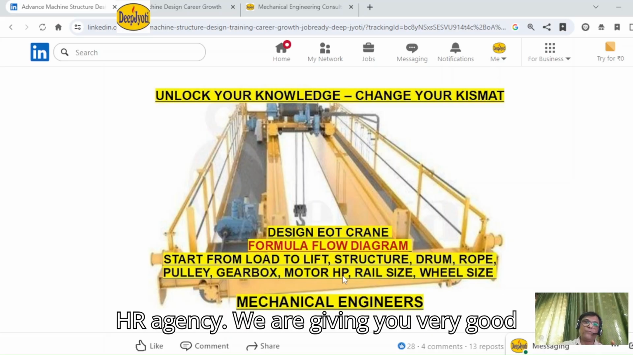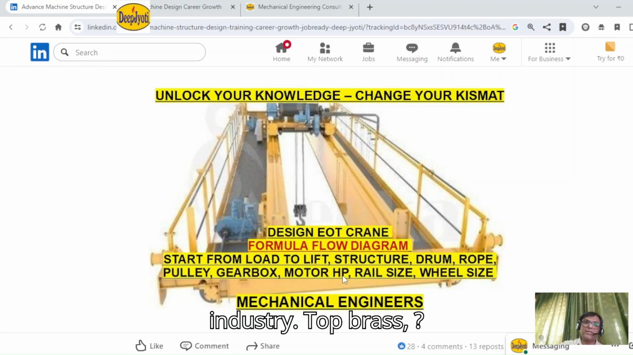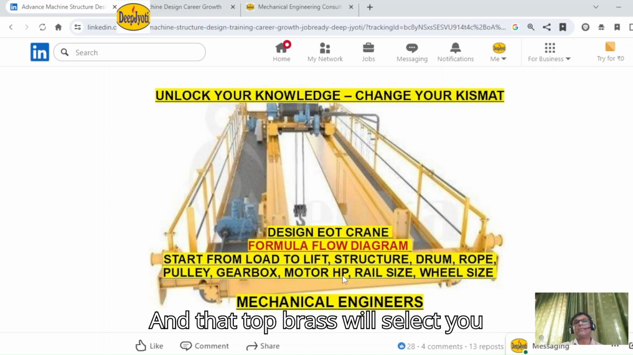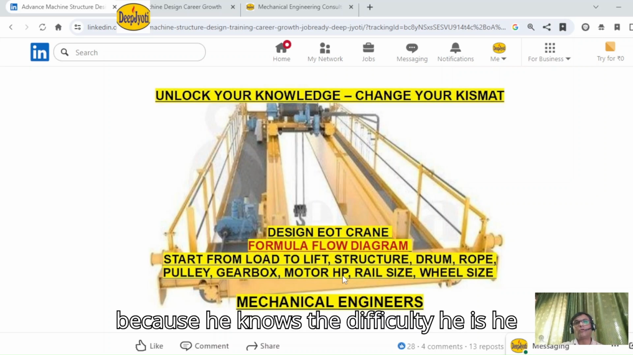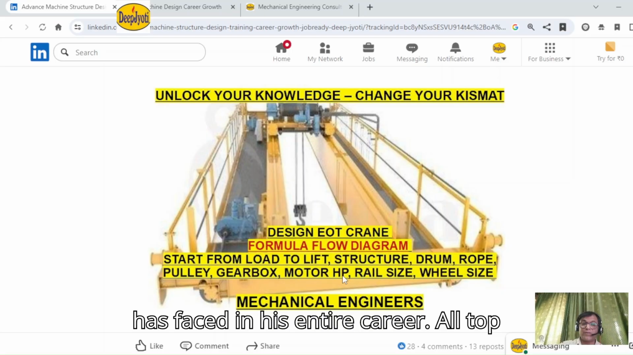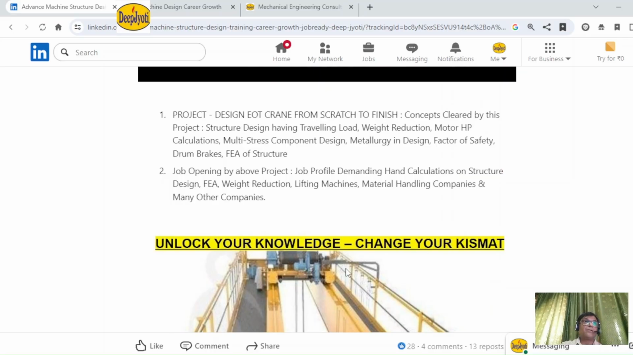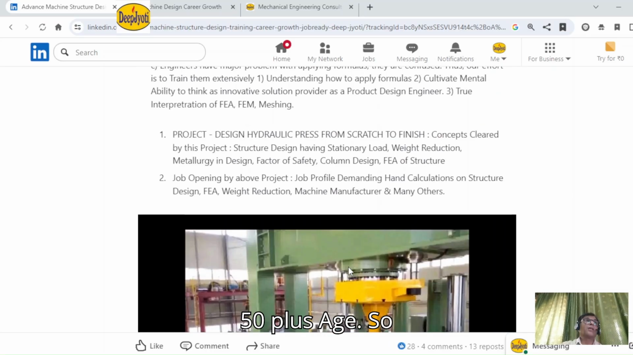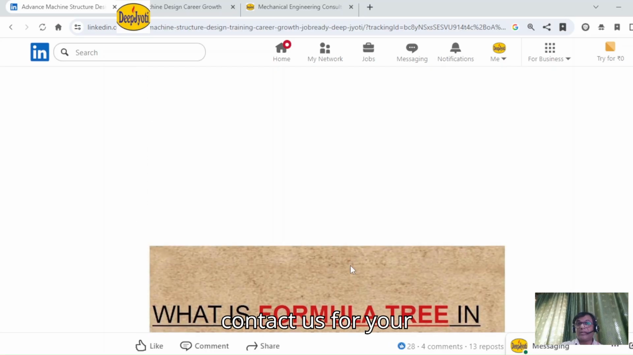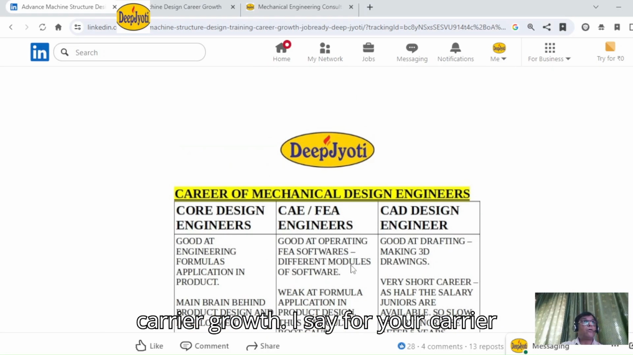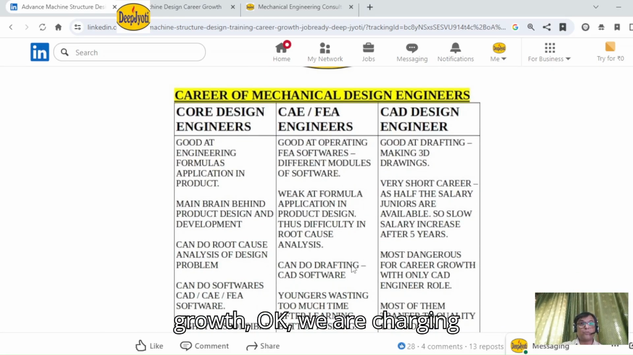We are giving you very good cutting edge knowledge required by the industry, top brass, right? And that top brass will select you because he knows the difficulties he has faced in his entire career. All top brass is 50 plus now, right? So contact us for your career growth. We are charging fees, but that is minimal, I tell you.